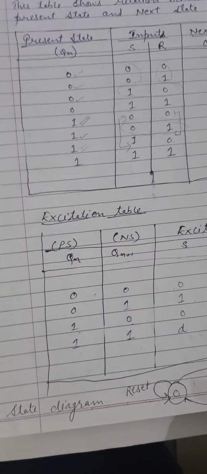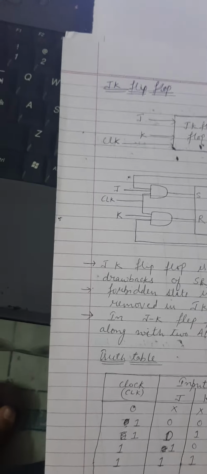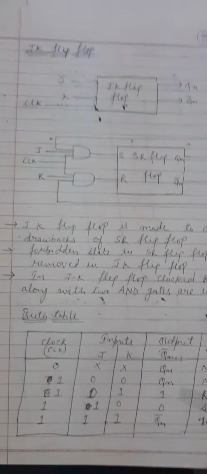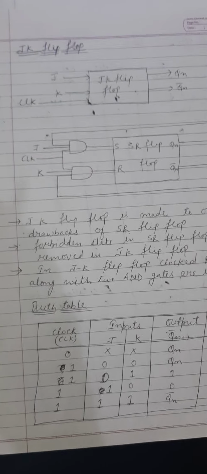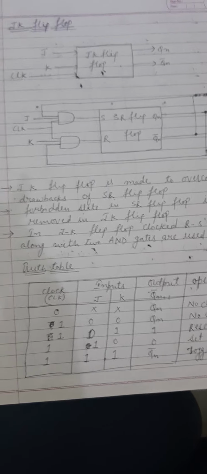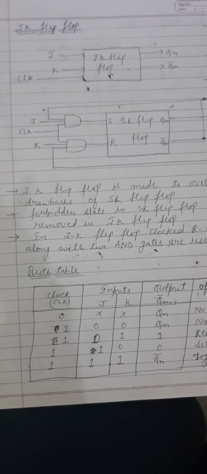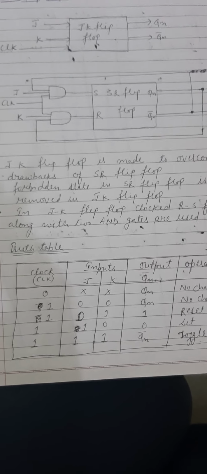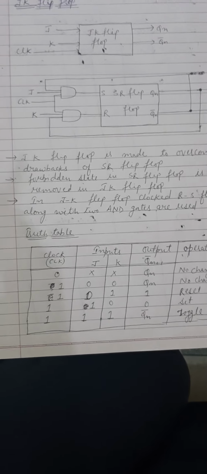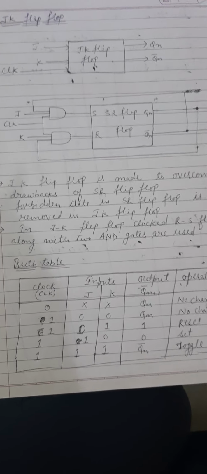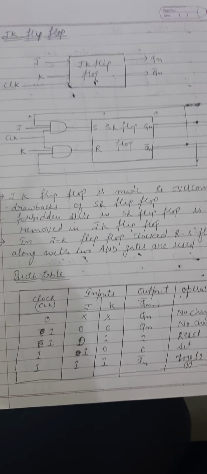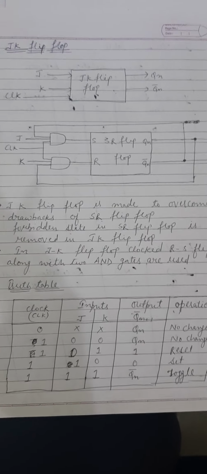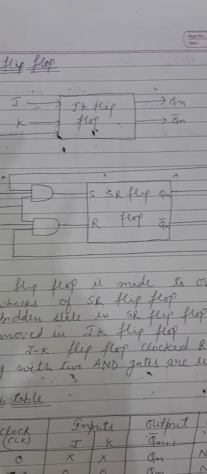Okay, now the next one is JK flip-flop. So you have to remember that while writing SR flip-flop, the steps are, first of all you have to make the block diagram, then logic diagram, then truth table, and then characteristic table, then excitation table, and then state diagram. So that is the full format of SR flip-flop. Now comes to the JK flip-flop. In JK flip-flop, you can see here the block diagram of JK flip-flop.